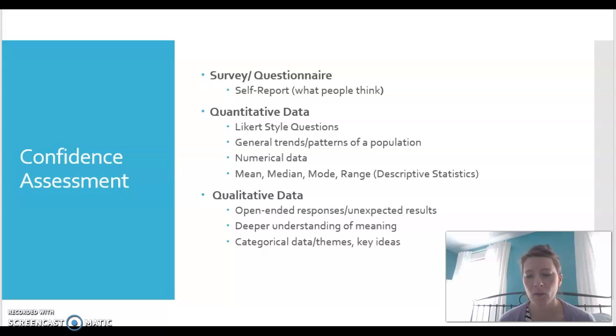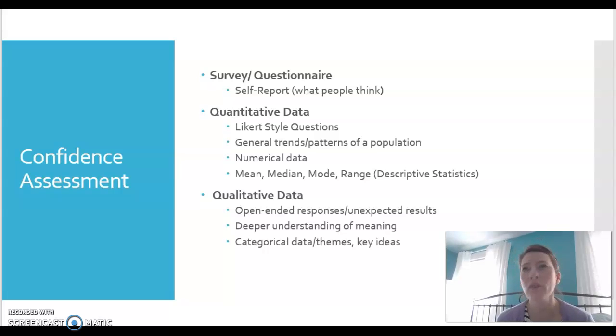With quantitative data, when I ask Likert-style questions, so you answered a number of questions that asked you to rate things from strongly agree to strongly disagree, whenever you have a question that has a scale like that, these are called Likert-style questions. And these questions allow me to collect information where I can do some statistical analysis. I can figure out what the average result is, what the mean, median, mode, range is for a particular population. And with that, I can assess a kind of general trend.